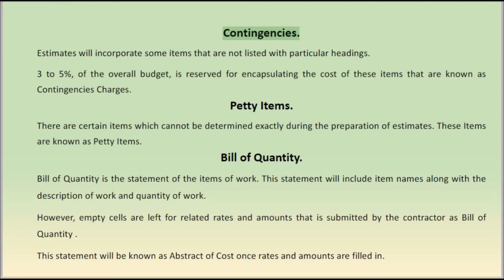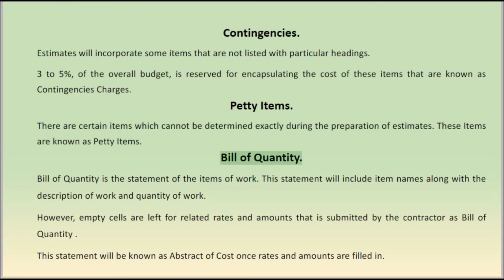Contingencies. Estimates will incorporate some items that are not listed with particular headings. 3 to 5% of the overall budget is reserved for encapsulating the cost of these items that are known as contingencies charges. Petty items. There are certain items which cannot be determined exactly during the preparation of estimates. These items are known as petty items.